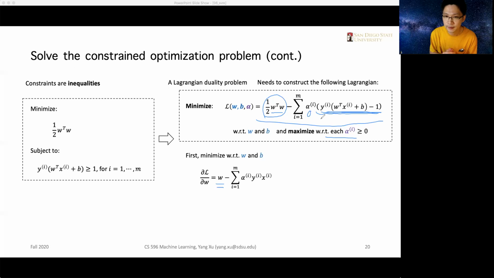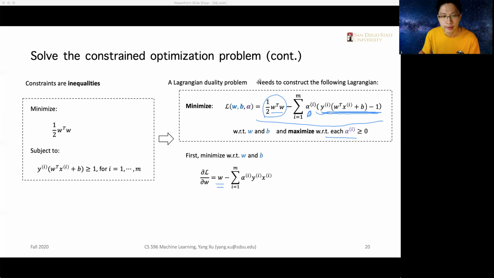Okay, yeah. And when this term is 0, then alpha doesn't actually matter. Okay, yeah, that makes sense. Okay, yeah, correct. So that is the result we want to achieve. And later on, we'll find that when alpha is 0, those data points are the irrelevant data points. And when alpha is positive, those corresponding data points are the support vectors.